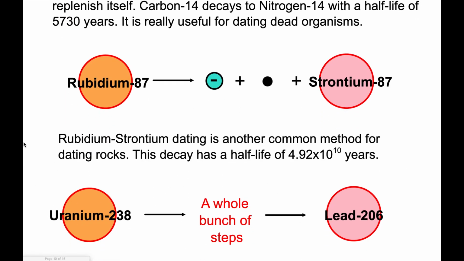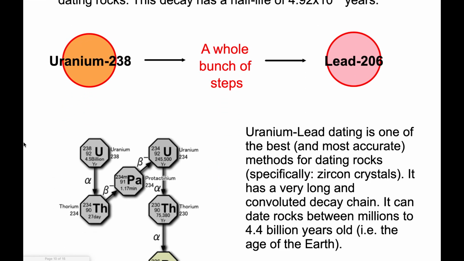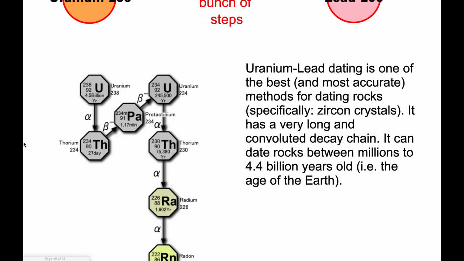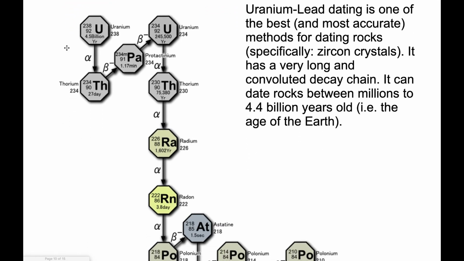Another example is rubidium-strontium. Rubidium-strontium decay is another common example. This decay has a half-life of 4.92 times 10 to the 10 years, so quite a bit longer than carbon-14. Uranium is a very common example for dating rocks. Uranium will decay through a whole bunch of steps and eventually will turn into lead-206. So uranium-lead dating is one of the best and most accurate methods for dating rocks, specifically for dating those zircon crystals. It has a very long and convoluted decay chain, and it looks like this.